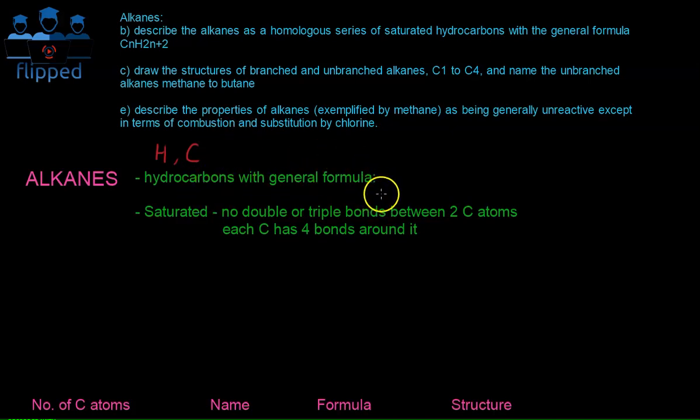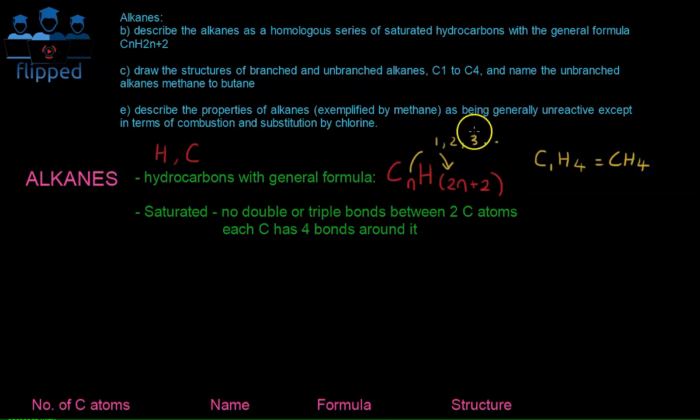The general formula is CnH2n+2. So what do I mean by this? N refers to any number, it can be 1, 2, 3, etc. If you set the number n as, say, 1, you have to substitute the value back here. So if your n is 1, it will be C1, H1 times 2, which is 2, plus 2, which is H4. It's the same as CH4.